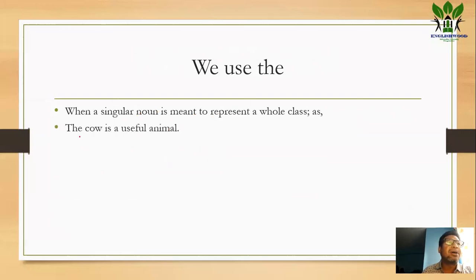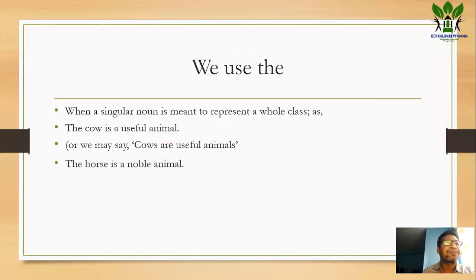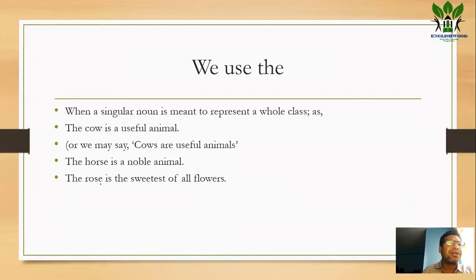For example, the cow is a useful animal. That means, or we may say, cows are useful animals. So the cow is a useful animal means cows are useful animals. Okay, we don't say a cow is a useful animal. We can sometimes say that, but that is not the correct sentence. The horse is a noble animal. Okay, it represents that all horses are basically noble in nature. The rose is the sweetest of all flowers. Okay, that means we talk about all roses. They are the sweetest of all flowers.